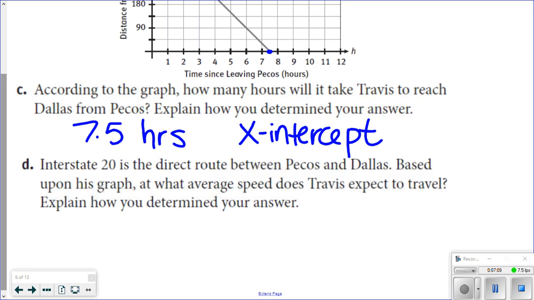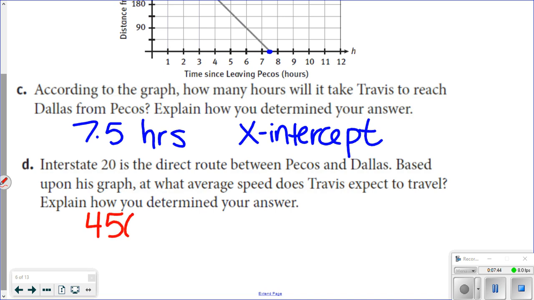Question D. Interstate 20 is the direct route between Pecos and Dallas. Based upon his graph, at what average speed does Travis expect to travel? And explain how you determined your answer. So please pause the video, and I want you to think, how many miles is he traveling? And how many hours does it take him? And you're going to divide those two numbers. Okay, divide those two numbers. You can do it.